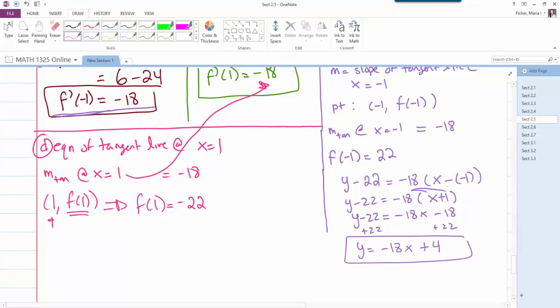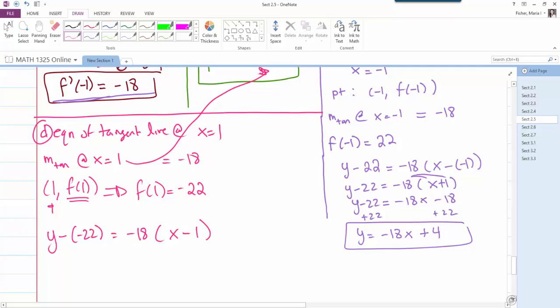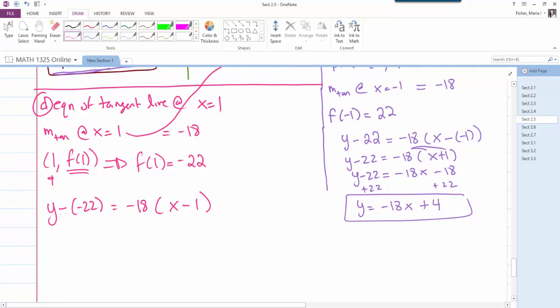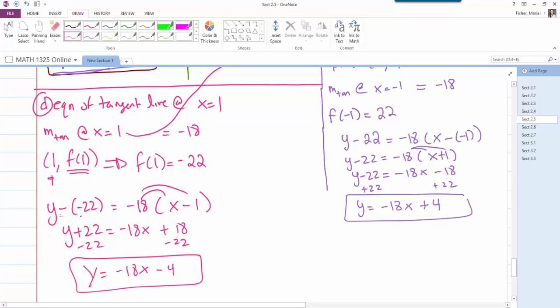So then we put it into point slope form. So y minus y1 is equal to m times x minus x1. So a minus a negative over here on the left is y plus 22. If I distribute my -18, I get -18x plus 18. Subtract 22 from both sides, and y is going to equal -18x minus 4. So the equation of the tangent line at the point x equal 1 to this function is -18x minus 4.